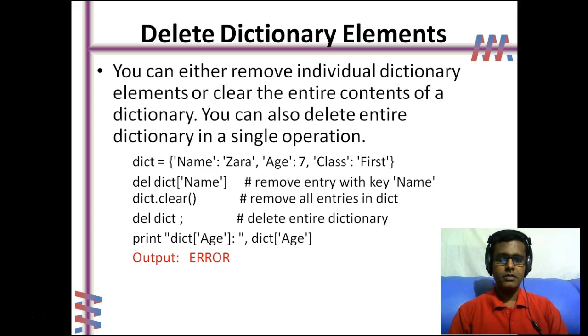Next statement, I am giving you del dictionary. What it does is remove all the elements and also delete the dictionary itself. So when I try to print some of the items from the dictionary, like print dictionary of age, it automatically gives you an error, because the dictionary you created is already deleted with the help of the del statement.